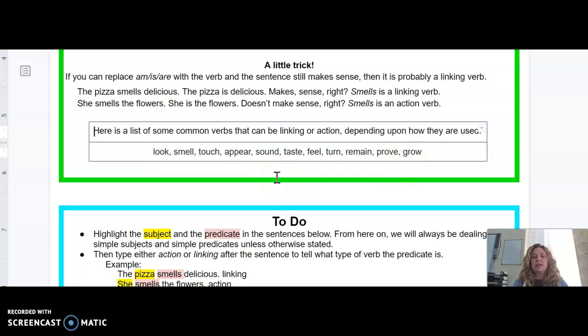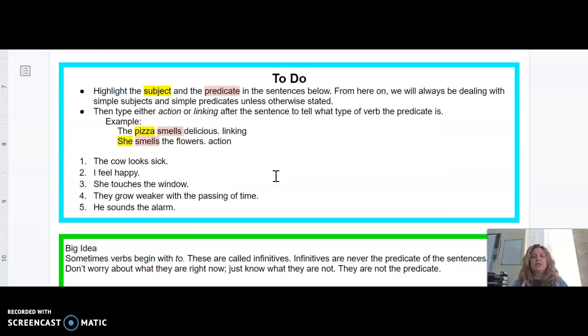All right. So your practice with that today is right here. Highlight the subject and the predicate in the sentence, just like we have been doing for a couple of weeks now. Remember that we're talking about simple subject and simple predicate unless we say otherwise. We did start off with complete subject and predicate, but we've moved beyond that. So simple subject, simple predicate.